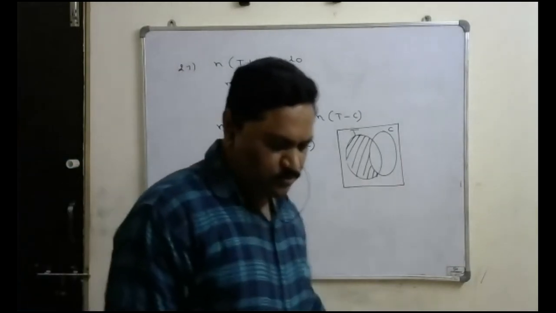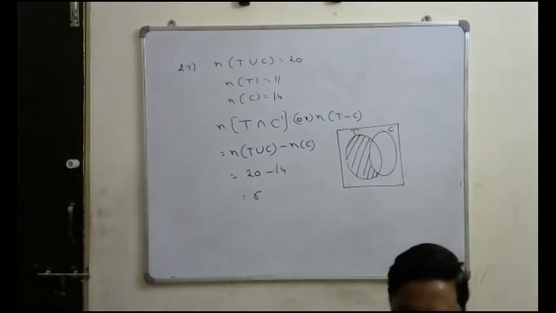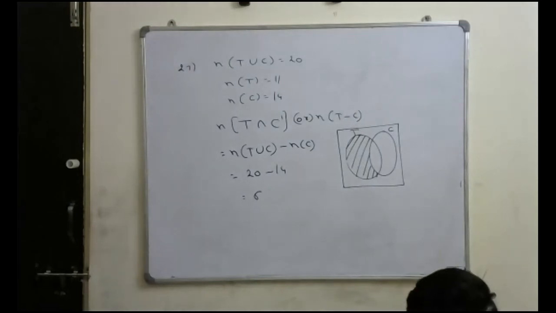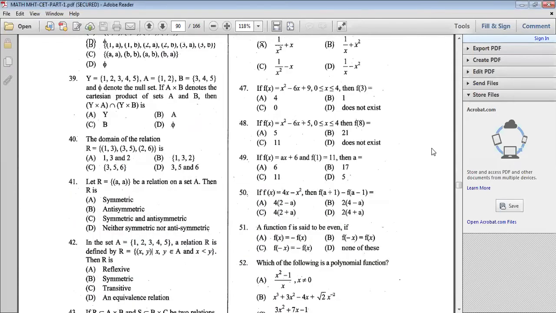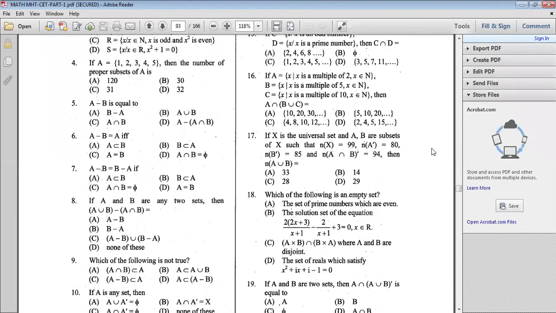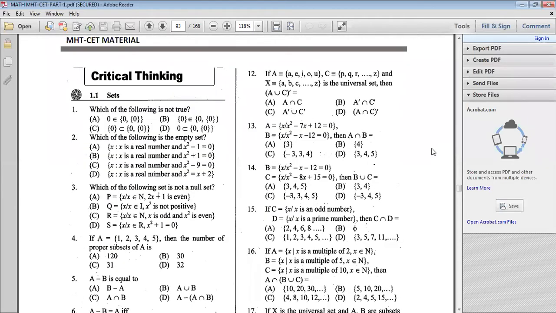Now go to the critical thinking problems, because these are the sets. The next problems are from relations, which we'll see later. In that, open page number 93. Critical thinking. Observe the first problem. The starting problems are the critical problems. Which of the following is not true?